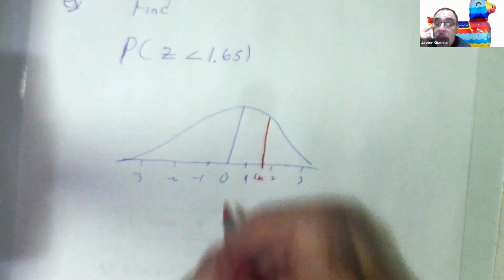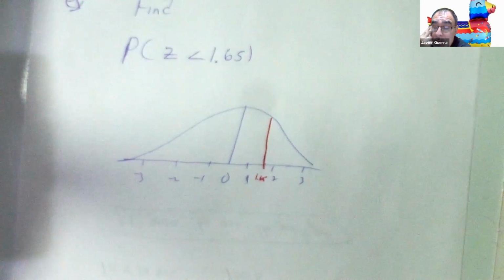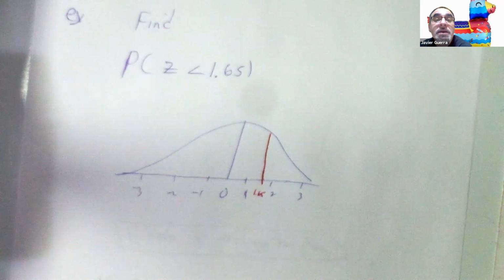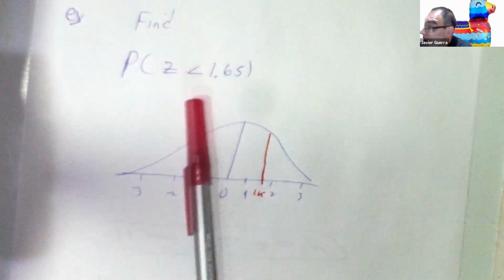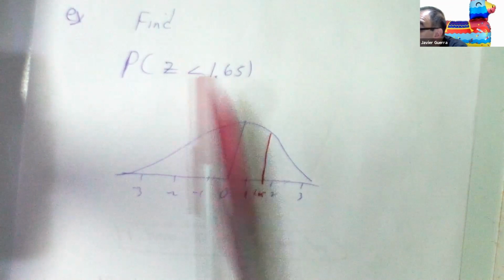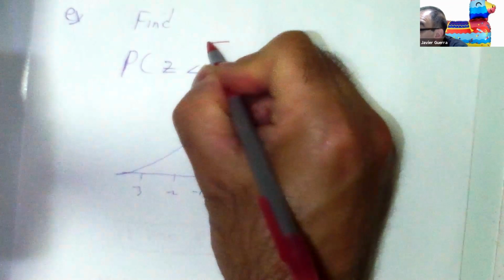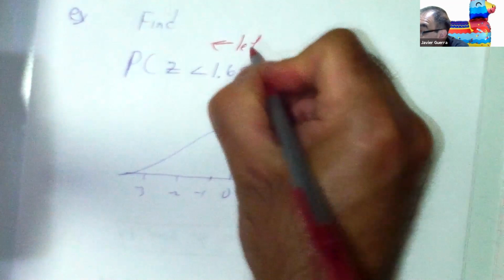Right, so you draw your line on the 1.65. Now, which side do you shade? Do I shade to the left or to the right? Because it's less than, I need to shade to the left. So you shade.